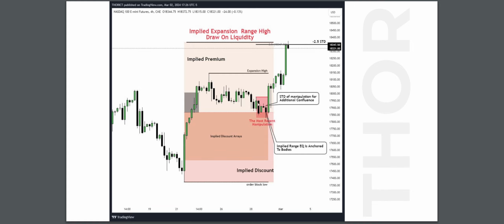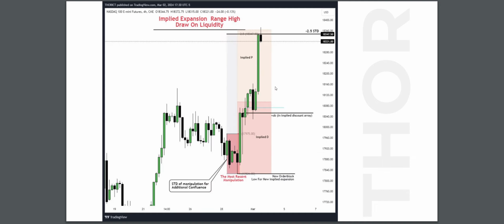The most recent manipulation from high to low, using those standard deviations, minus 2.5 standard deviation, is at around the same level with the implied dealing range high. So now you can pull up a new implied range from the low to here, so you can work within that time, within that framework right here. This is the new framework.